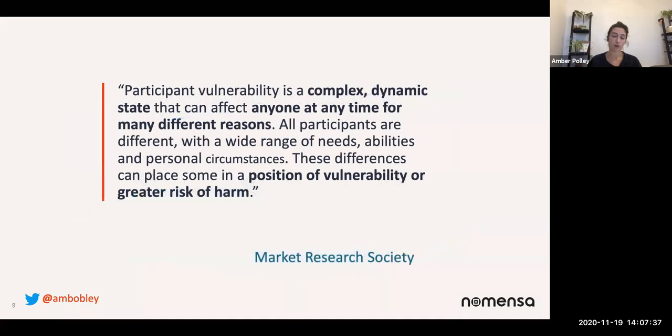And I really liked this quote from the Market Research Society, which sums it up really nicely. Participant vulnerability is a complex, dynamic state that can affect anyone at any time for many different reasons. All participants are different with a wide range of needs, abilities, and personal circumstances. These differences can place some in a position of vulnerability or greater risk of harm.